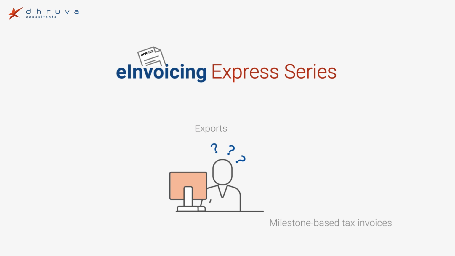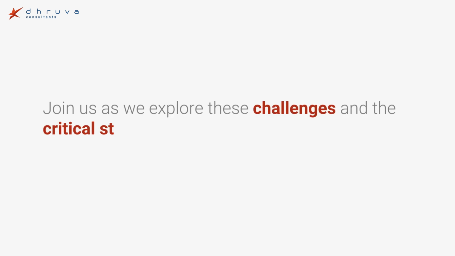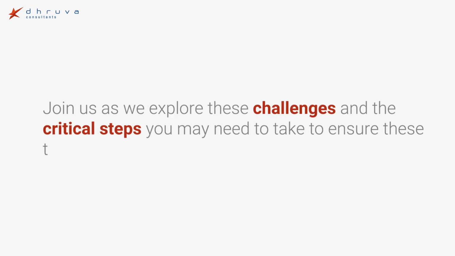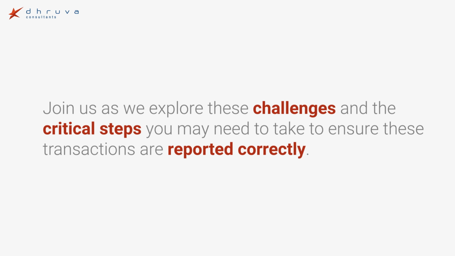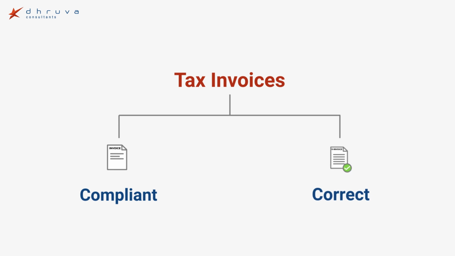With tax reporting being one of the big drivers behind eInvoicing, today we'll explore some common VAT scenarios faced by taxpayers that can have less than straightforward implications when it comes to eInvoicing. Join us as we explore these challenges and the critical steps you may need to take to ensure these transactions are reported correctly. Let's begin by understanding the key categories of tax invoices: compliant and correct.